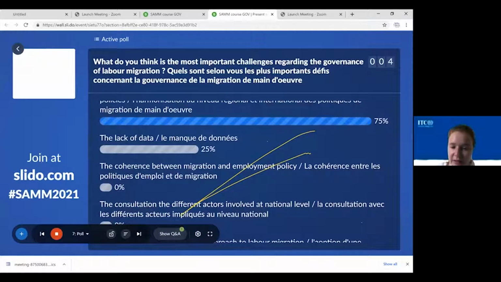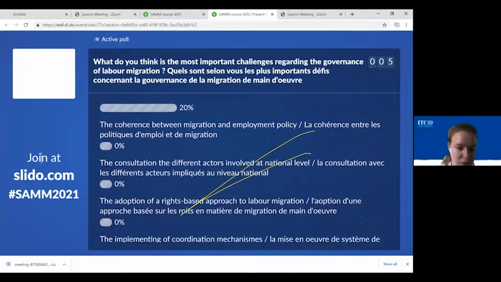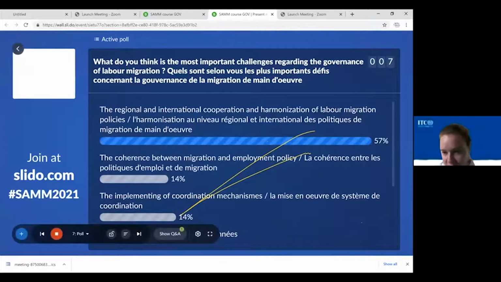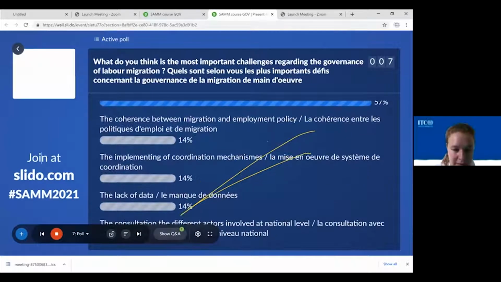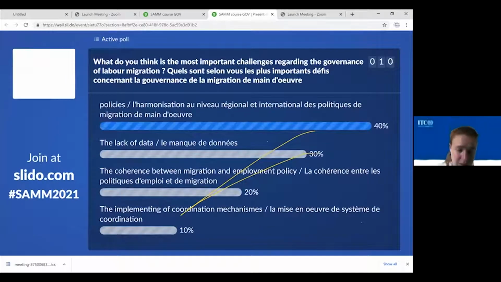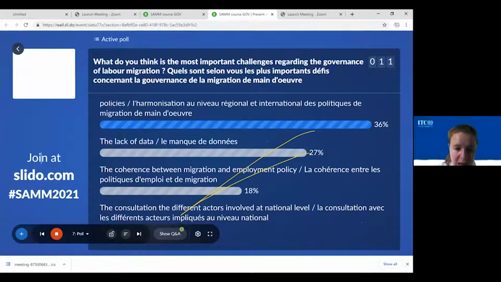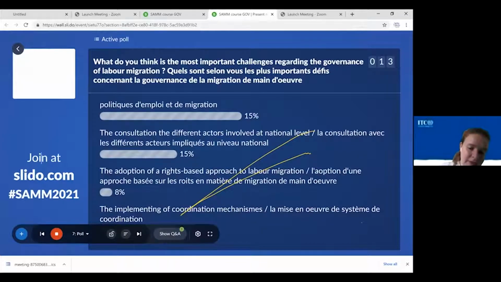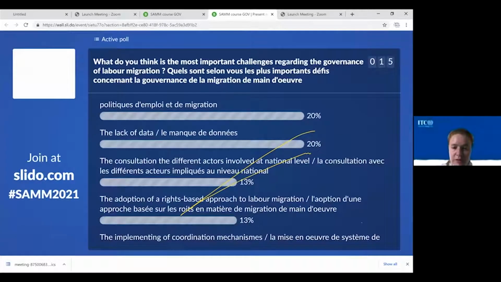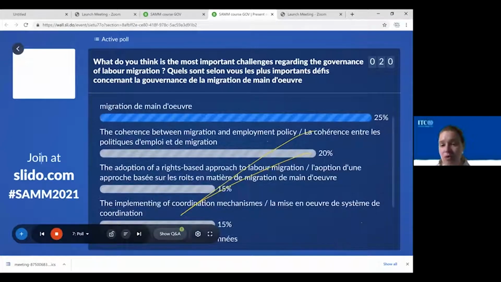the consultation of the different actors involved at national level, and dialogue and social dialogue in particular. The adoption of a rights-based approach for labor migration, and the implementation of coordination systems. So these are just some of the main challenges connected to labor migration governance.